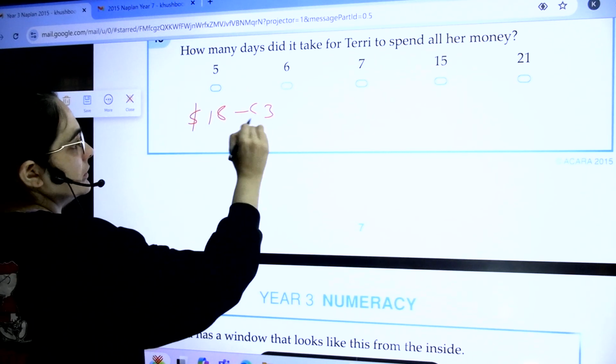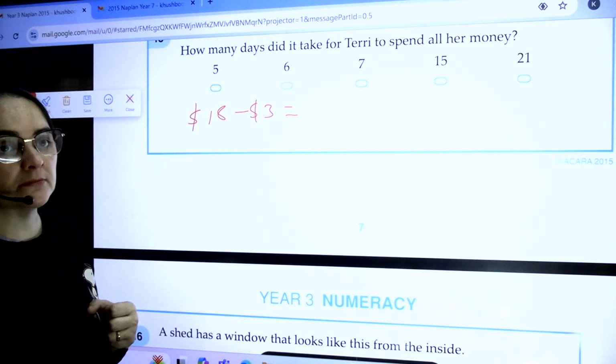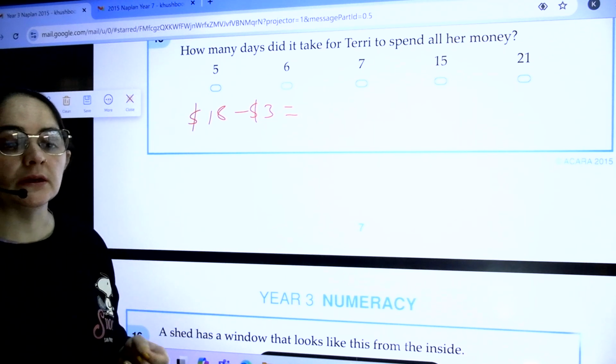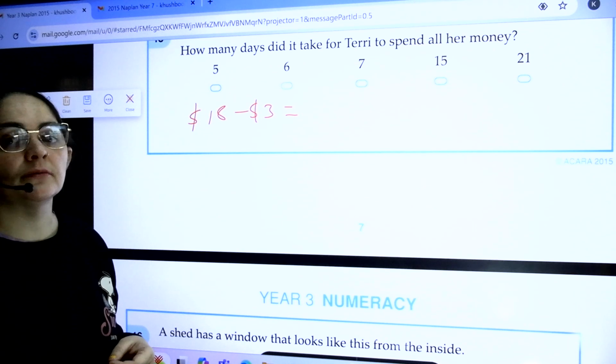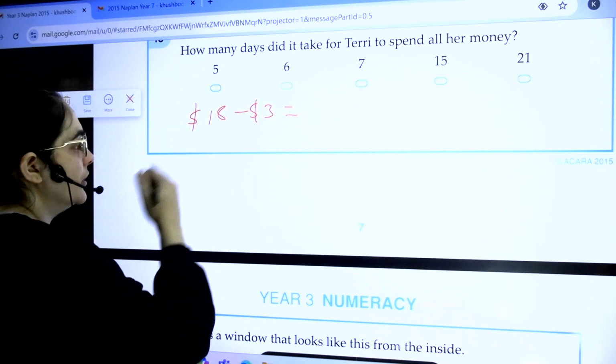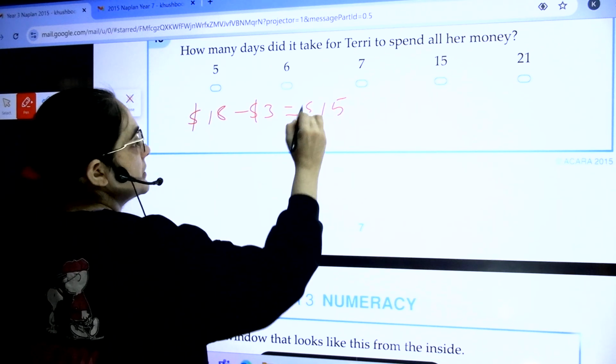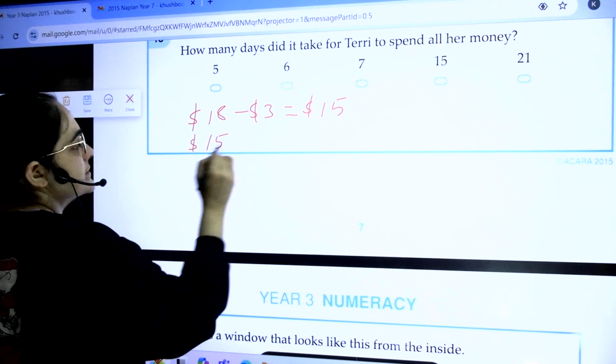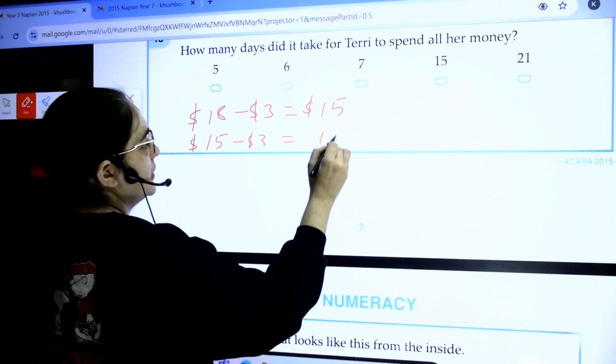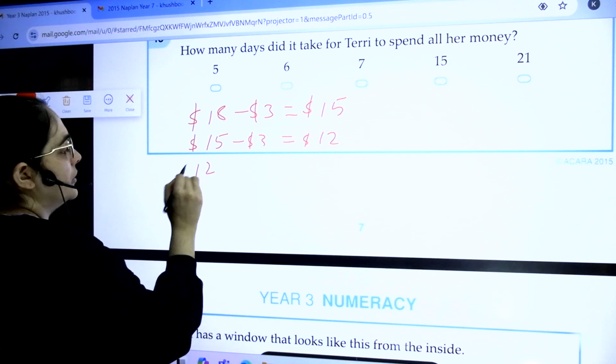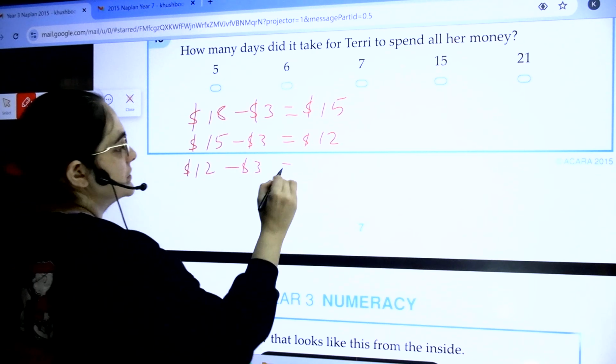Take away $3. She's spending, which means she's minusing money, and we need to see how many days the money will last. So that means how many $3 can go into 18, which is repeated subtraction. Okay, like this. $12 take away $3 is $9.